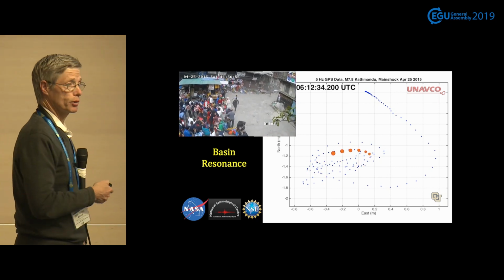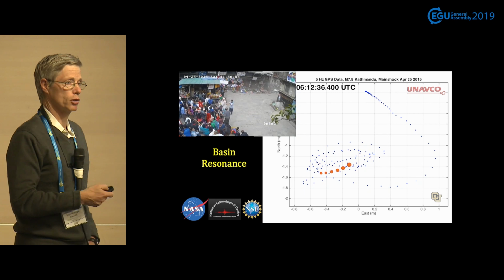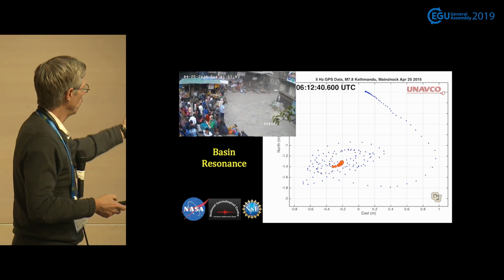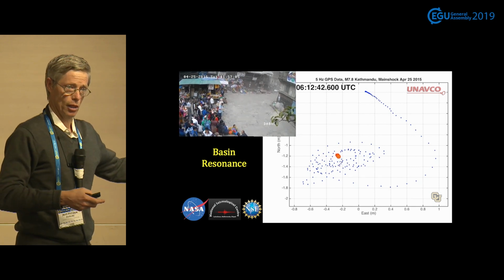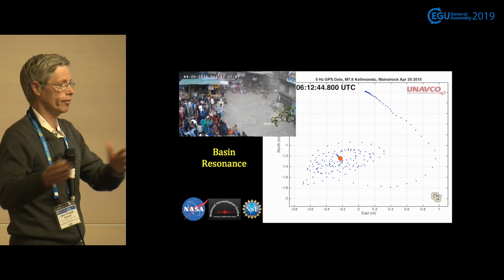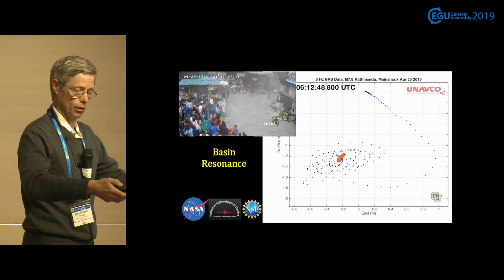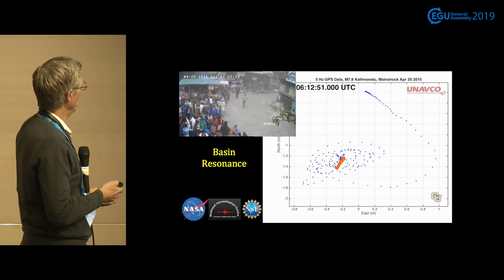It's not very abrupt ground shaking. It's large displacement, 2 meters, but it occurred over a relatively long time, of the order of 10 seconds. And then on top you have a resonance of the Kathmandu basin because the city was built over a basin.